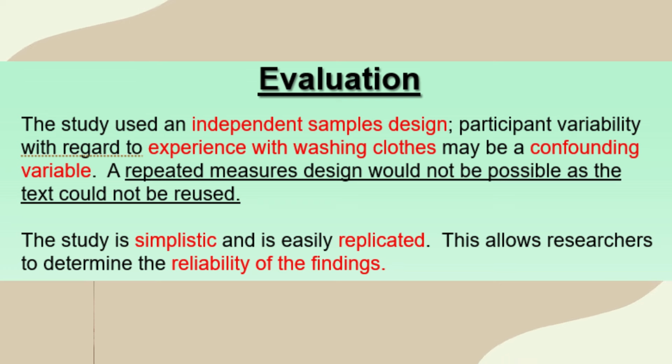Participant variability with regard to experience with washing clothes may be a confounding variable. A repeated measures design would not be possible as the text could not be reused. The study is simplistic and is easily replicated. This allows researchers to determine the reliability of the findings. The task is rather artificial, lacking ecological validity.